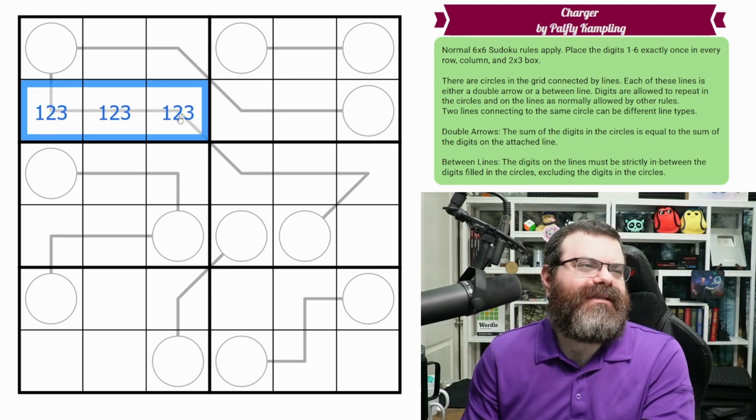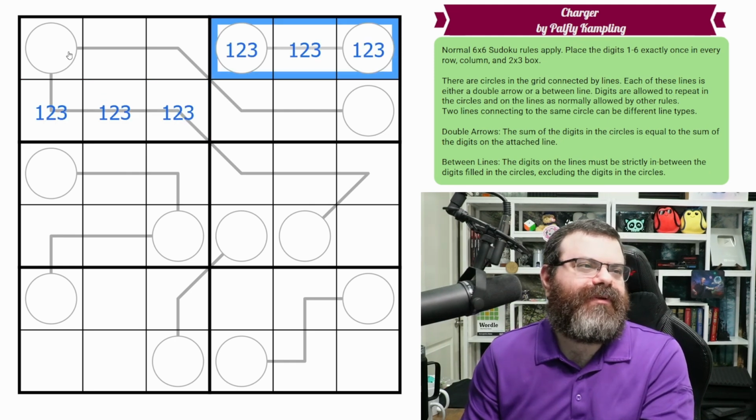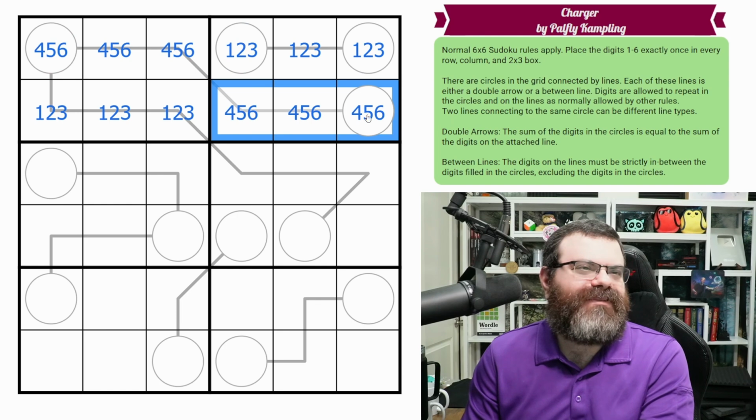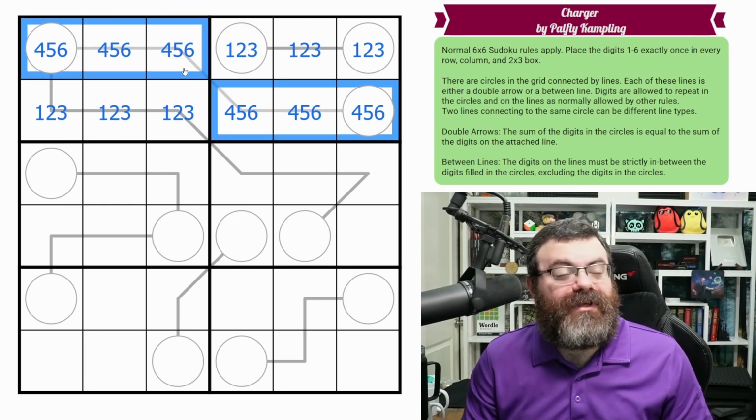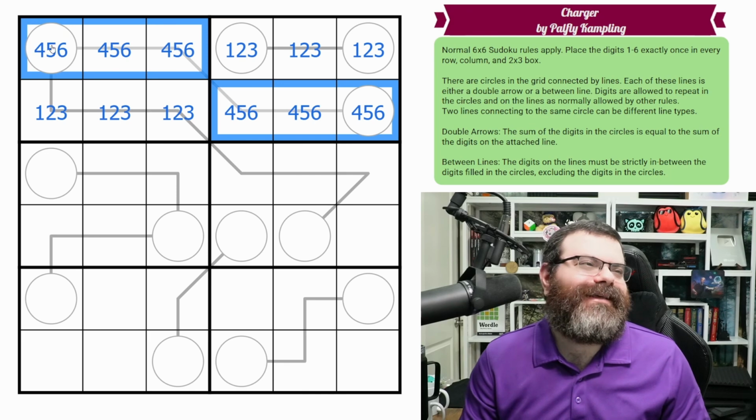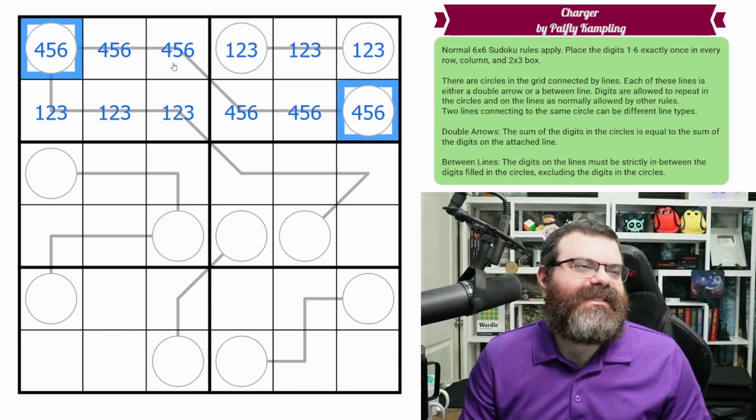But let's think about this. If this was 1, 2, 3, this would be 1, 2, 3. This would be 4, 5, 6 and 4, 5, 6. What kind of line would this be? It certainly wouldn't be a between line because we cannot make that. Even a 4, 6 would force all of these to be 5. So we would have to be double arrow.